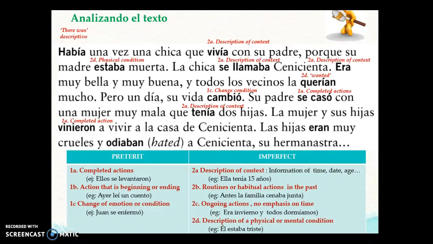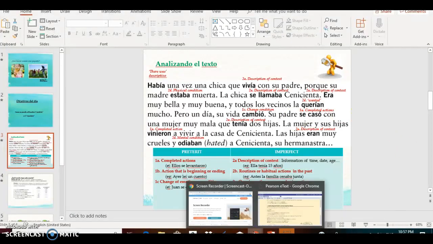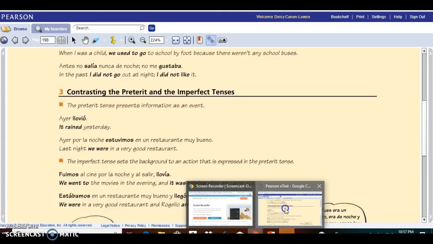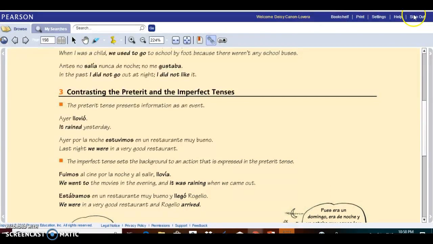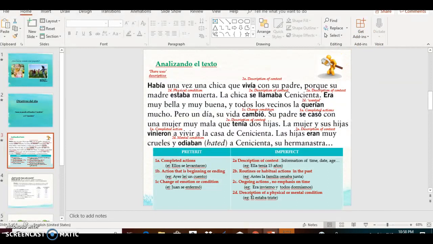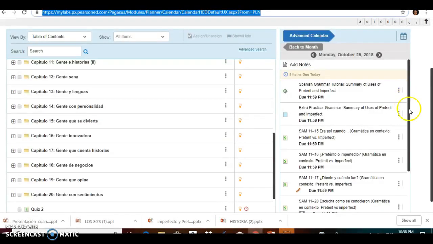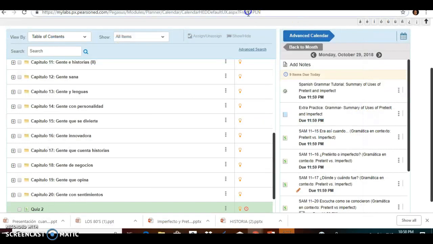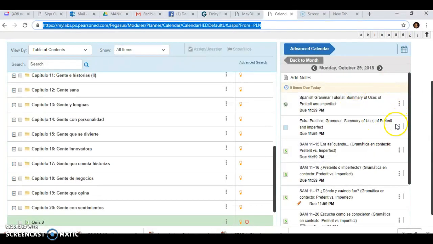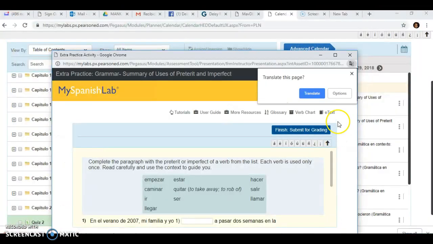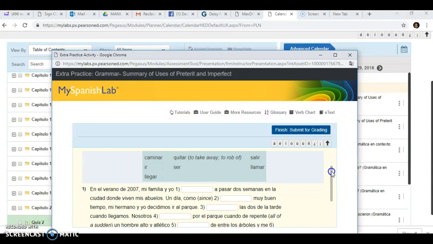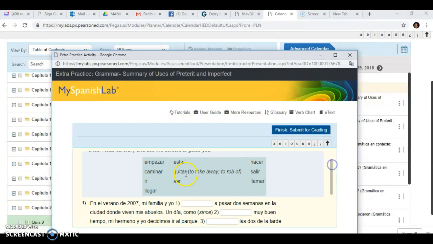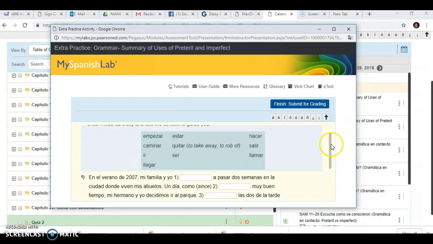in tests. Okay, so you will have some activities on my Spanish lab. I will show you. So here you will have different activities. The first one will be the extra activity. So here you have to complete this text with the correct verb using one of these verbs from the box, and you're going to complete using the correct past tense, preterite or imperfect.